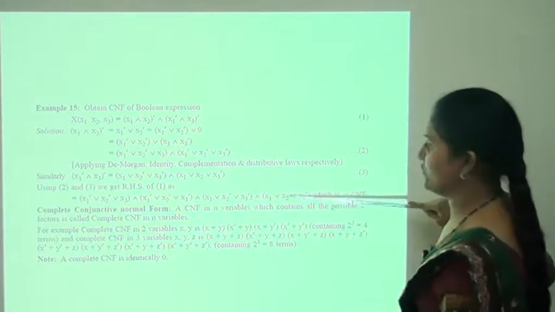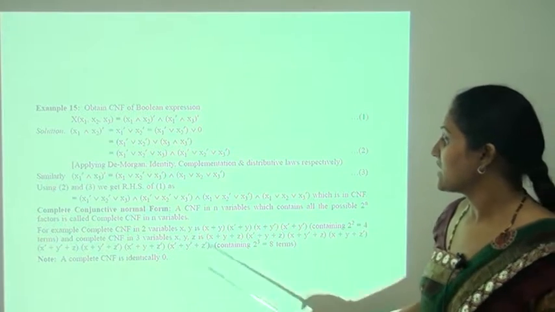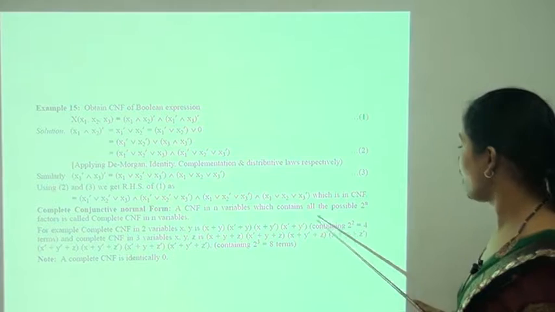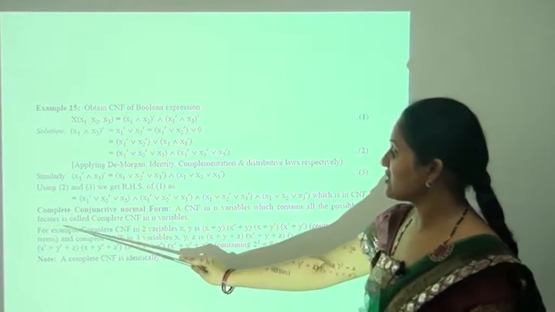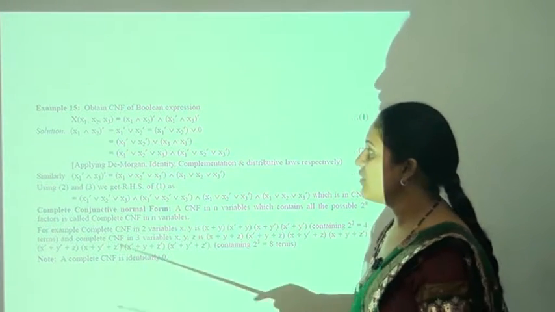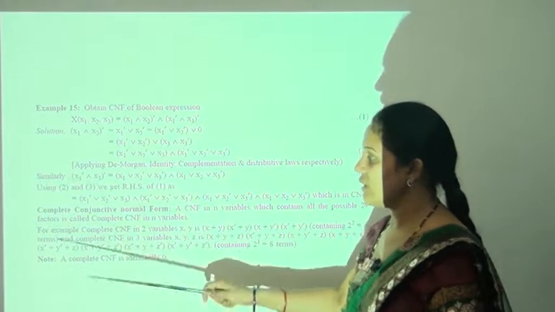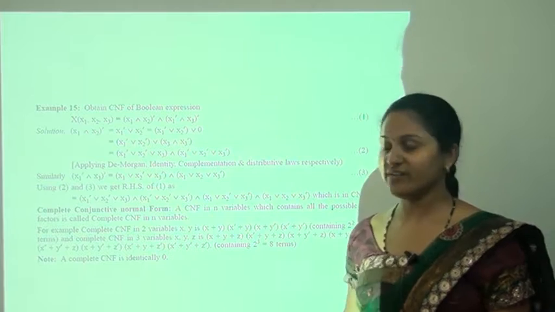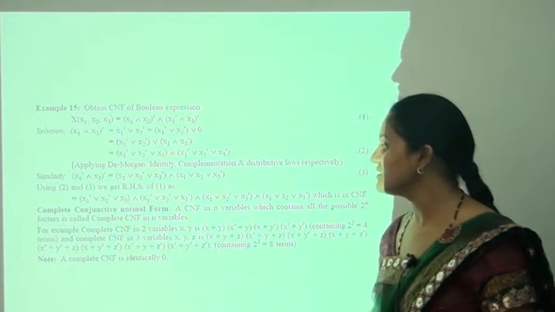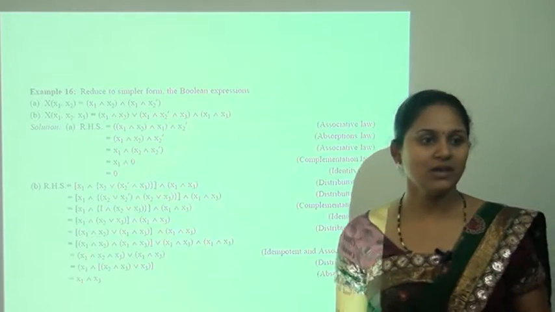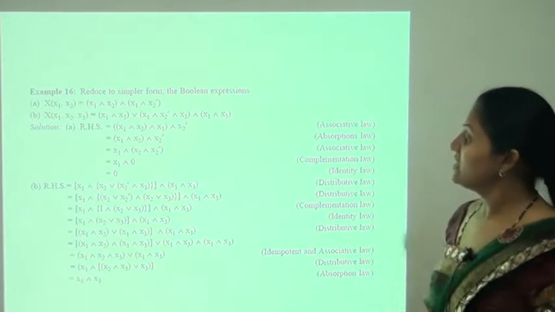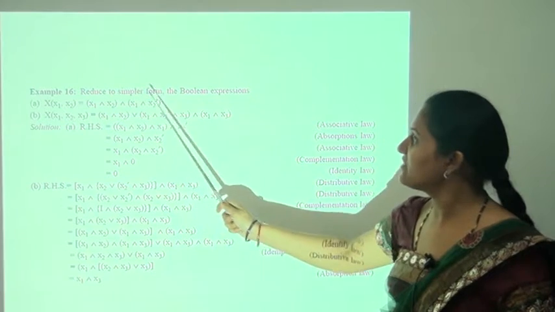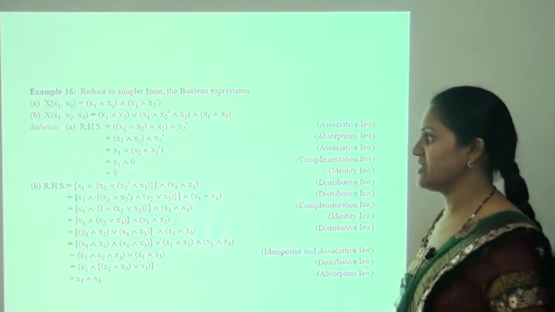So a complete CNF is a CNF in n variables which contains all the possible 2 to the power n factors. Till now we have discussed CNF, as we discussed DNF and complete DNF; this is the CNF and complete CNF. So this is an example: reduce to simpler form the Boolean expression.